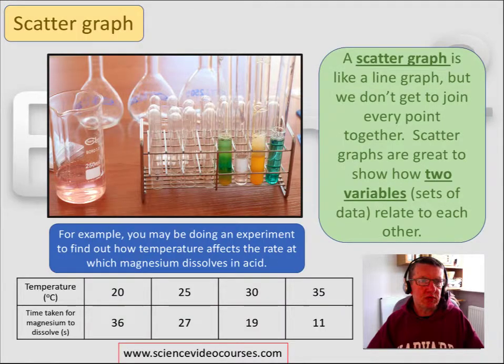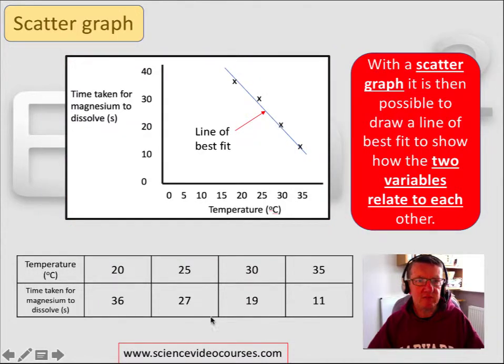Another sort of chart is called a scatter graph. A scatter graph is like a line graph, but the difference is we don't join the points in a scatter graph. Scatter graphs are great to show how two variables, that's two sets of data, relate to each other, like the data here. In this example you may be doing an experiment to find out how temperature affects the rate at which magnesium dissolves in acid. Here we've got four temperatures, 20, 25, 30, 35, and here's the time taken for the magnesium to dissolve. Let's plot this as a scatter graph, and here it is.